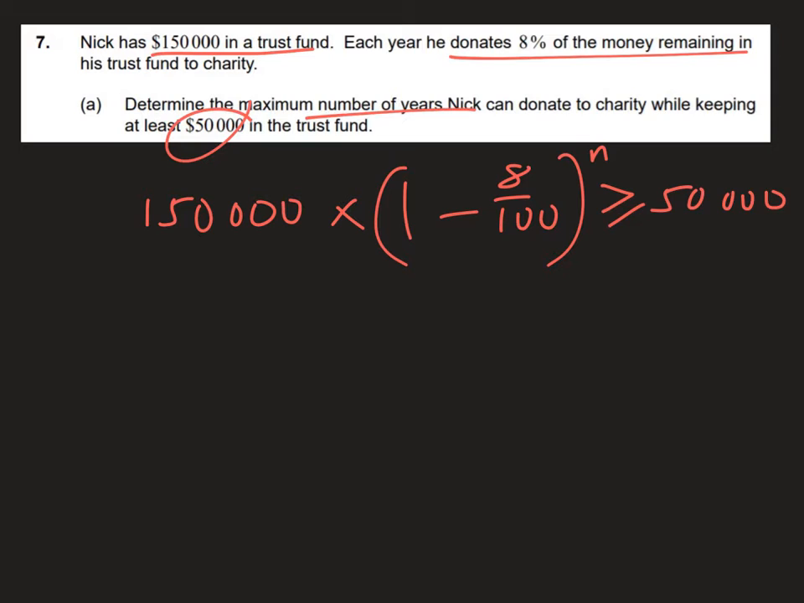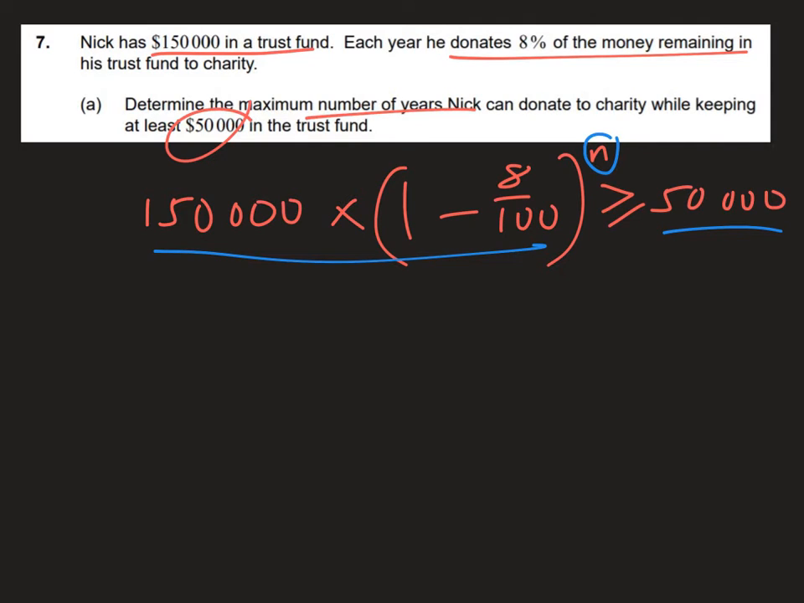The first method is to use nsolve. On nsolve, you would just replace this with an x, put this in the first box, this in the second box, and solve it. Or you could graph it. You would graph y equals 150,000 times 0.92 to the power x, and then as a separate graph, you would graph y equals 50,000 and find the intersection.